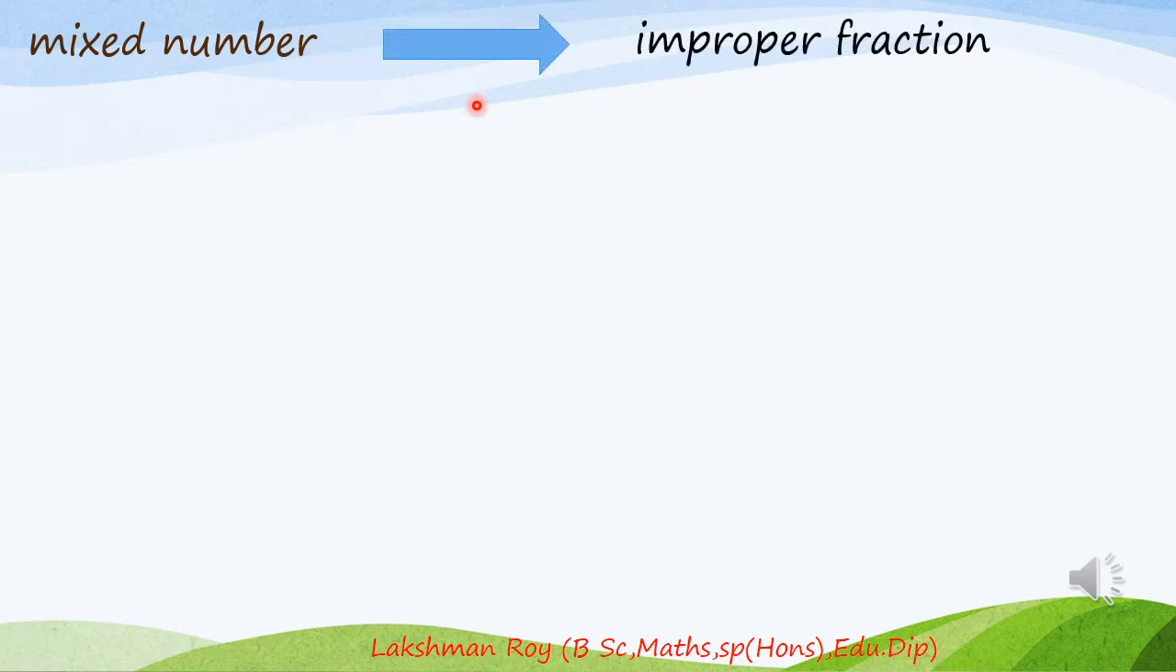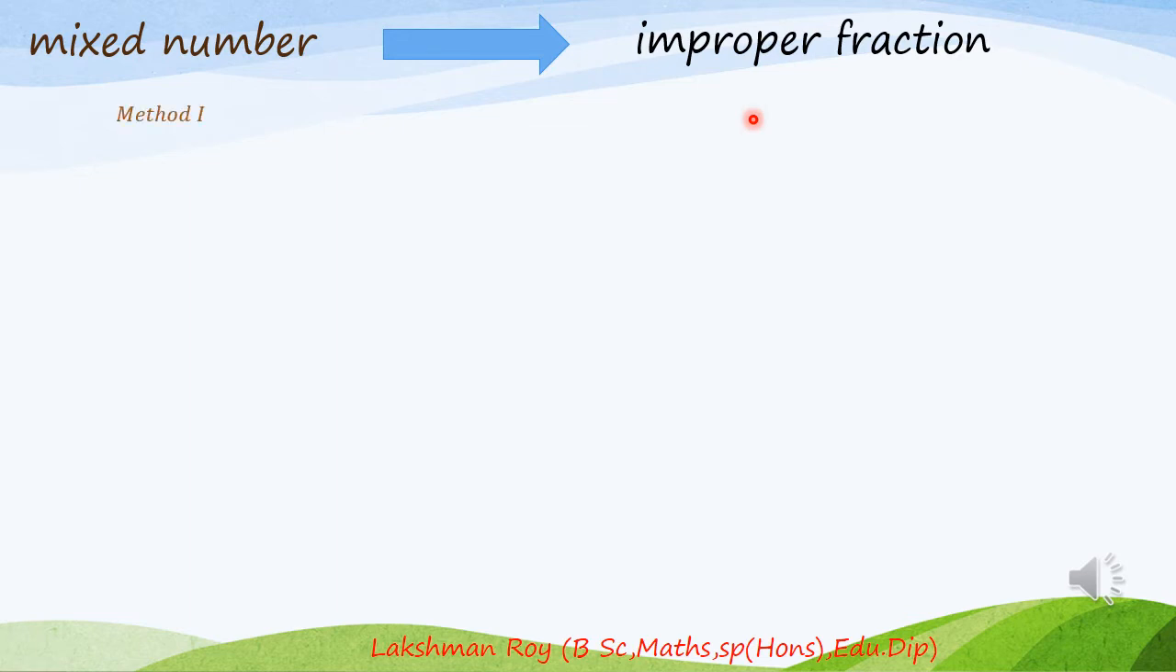Right, now I am going to convert a mixed number into an improper fraction. Earlier we saw that a mixed number and an improper fraction mean the same thing, only a different representation. So now what I am going to do is convert a mixed number into an improper fraction. If a mixed number is given, you can write it as an improper fraction.